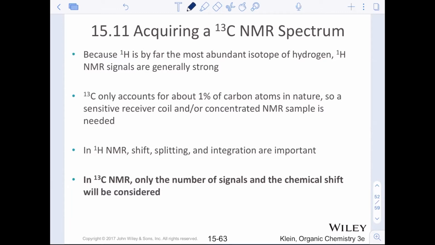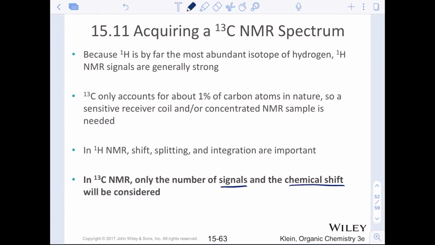carbon-13 NMR. For proton NMR, we talked about where the chemical shift was, the splitting patterns, integration, all of those are important. The only thing that's important in carbon-13 NMR is the number of signals and the chemical shift. So there's two characteristics, signals and shift, that we will be considering.